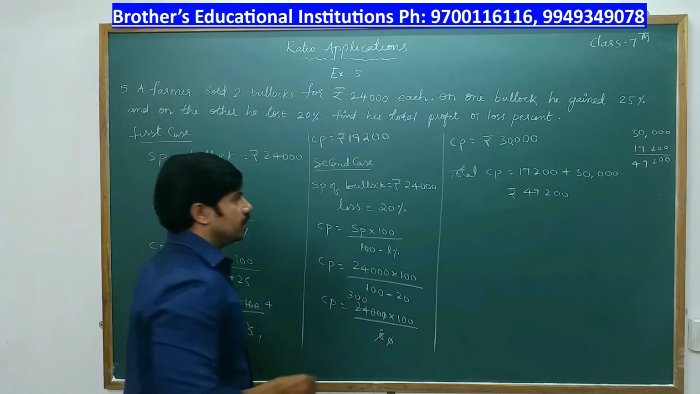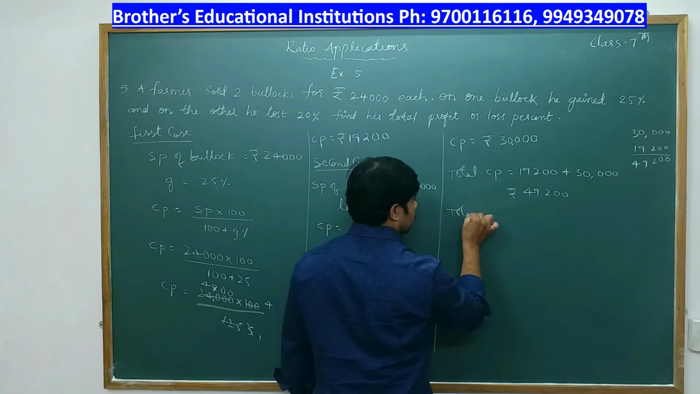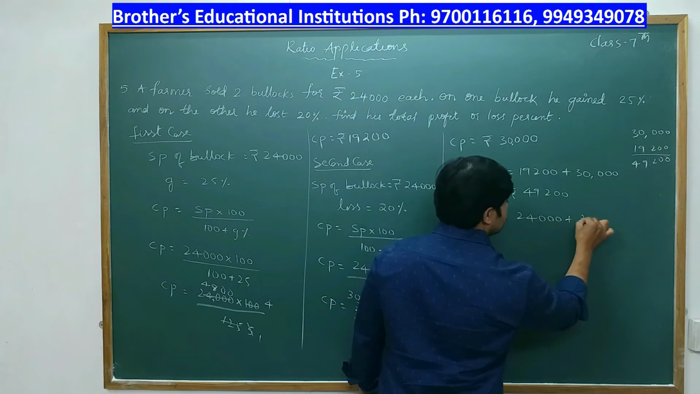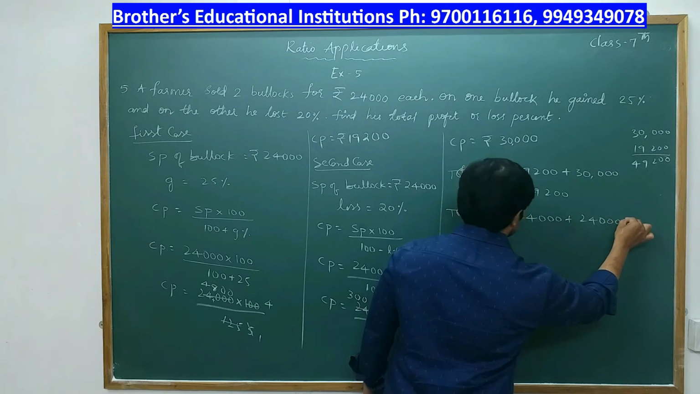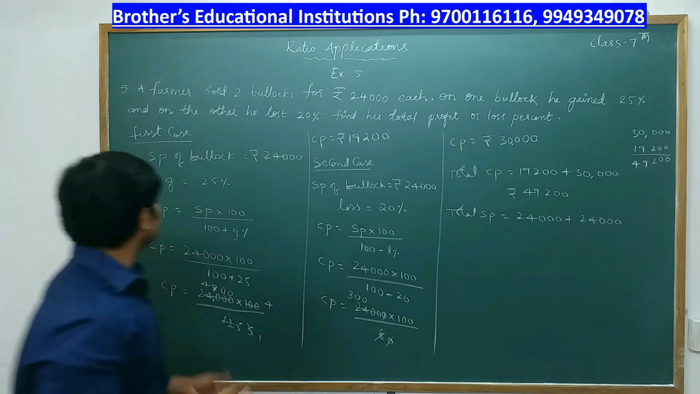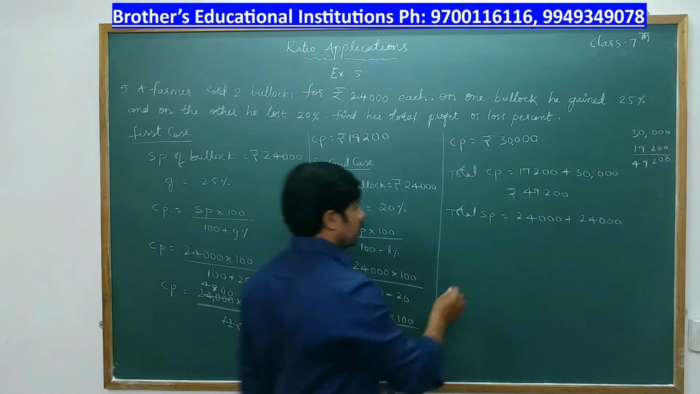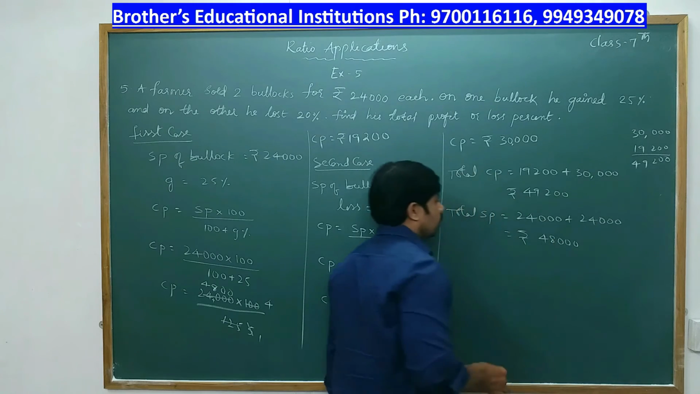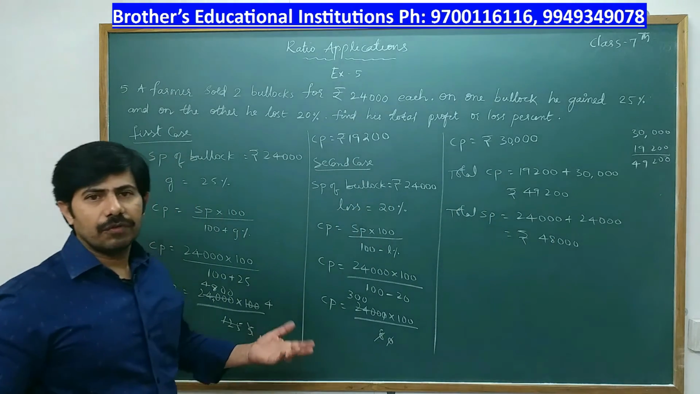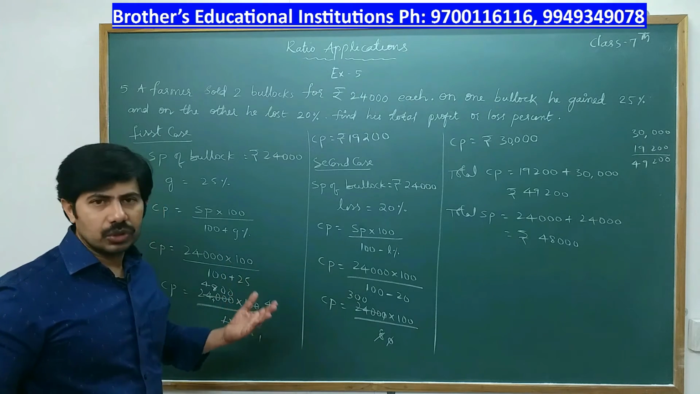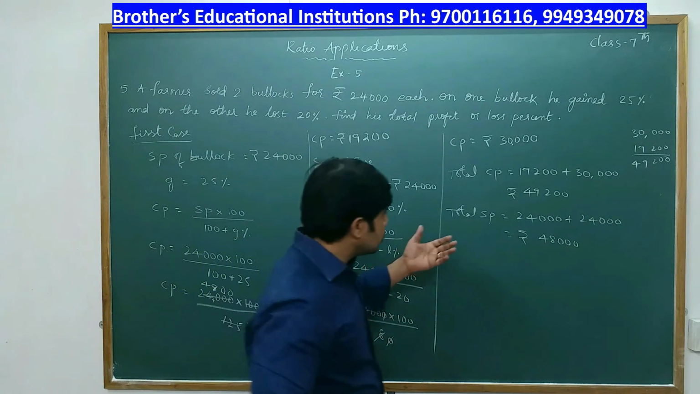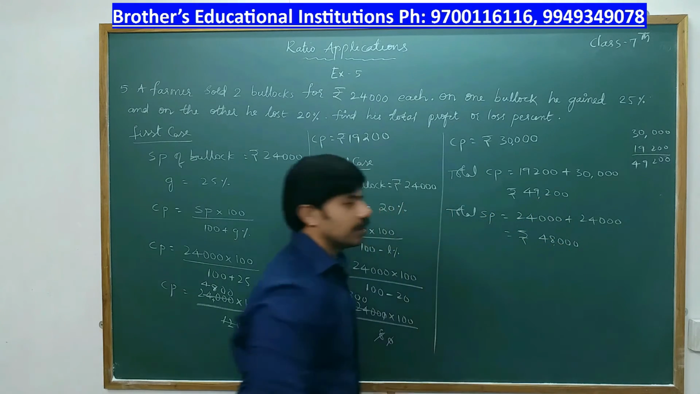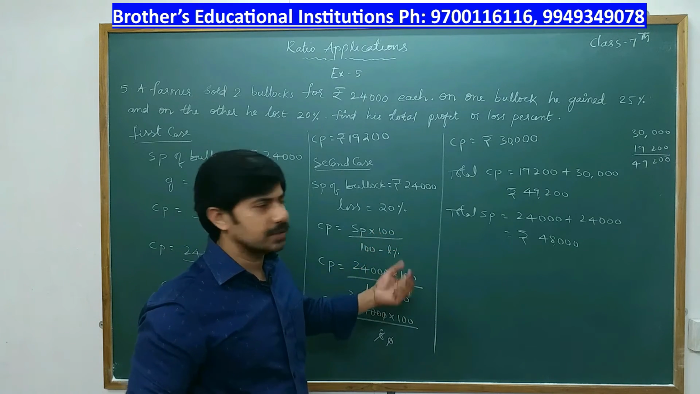Now the total SP. Total selling price is nothing but the selling price of each bullock, which is 24,000. So 24,000 plus 24,000 is 48,000 we are getting. So the total selling price we got is 48,000. Now see, it's very clear: cost price is 49,200, selling price is 48,000. Clearly he got a loss, right?